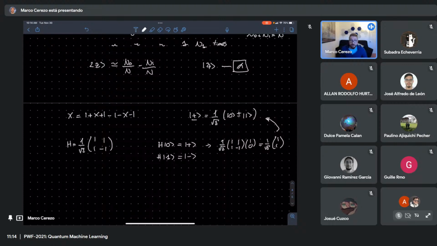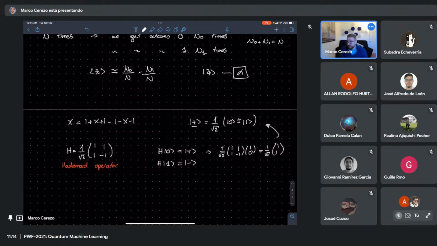So what we can do now is, and this matrix right here is extremely important, and it's called the Hadamard matrix or the Hadamard operator. Why is it so important? Well, it changes basis from Z to X, and that is extremely important. That's something that we can do, right?